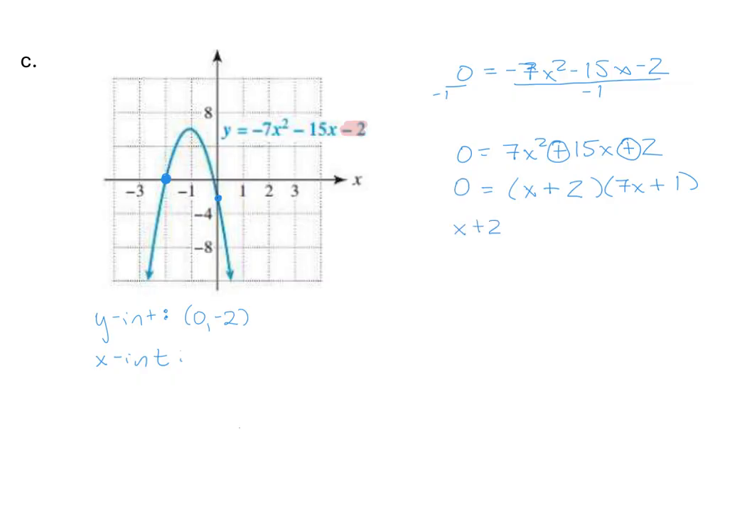If we go ahead and set this equal to 0, we can subtract 2 from both sides, and we get x equals negative 2. On the other one, we can subtract 1 from both sides and divide by 7. We want to write our x-intercepts as negative 2, 0, and we get negative 1 over 7, 0.